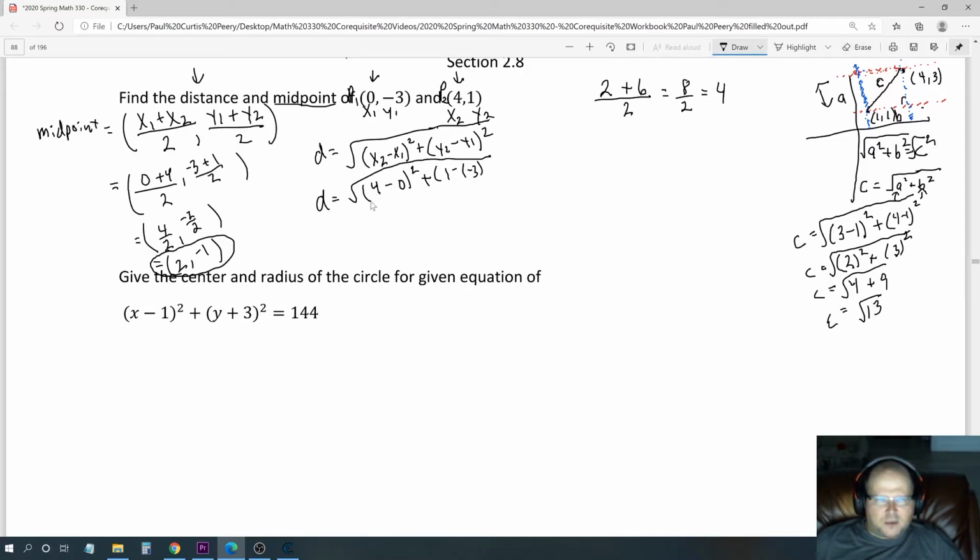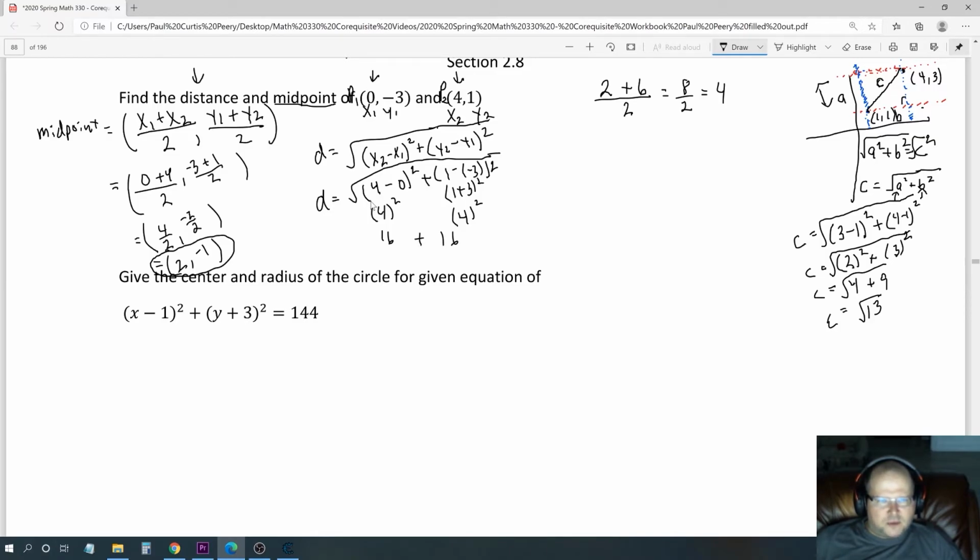And then once we get that, we square it. Okay, so let's do some simplification. 4 minus 0 is 4, and then 4 squared is 16. We would say 1 minus negative 3 is the same as 1 plus 3, which is a 4, and then it's going to be 4 squared, which gives me another 16.